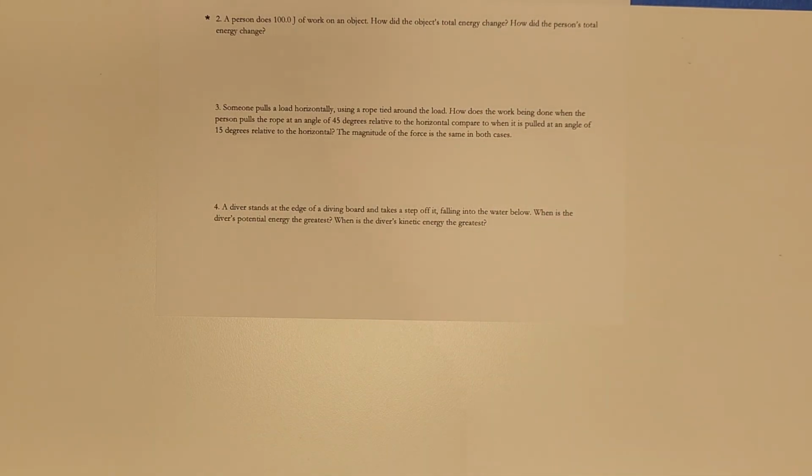A person does 100.0 joules of work on an object. How did the object's total energy change? How did the person's total energy change? So the person is doing the work on the object, and so when that happens, that object is going to increase in energy. So the object's total energy is going to increase by 100.0 joules. And then the next part is asking about the person. Well, the thing doing the work is going to lose that energy. So the person's total energy is going to decrease by 100.0 joules.